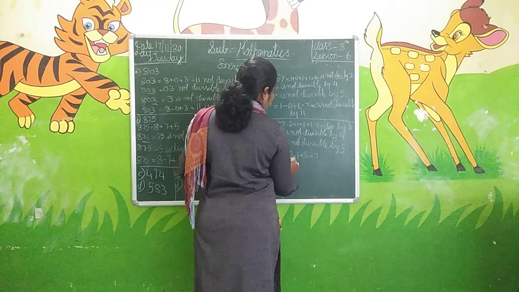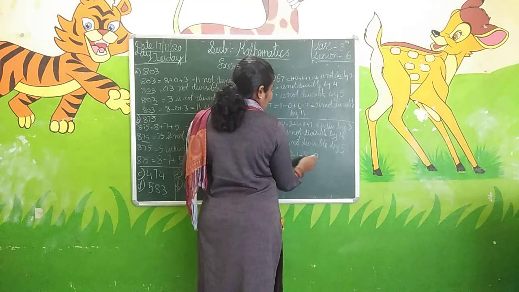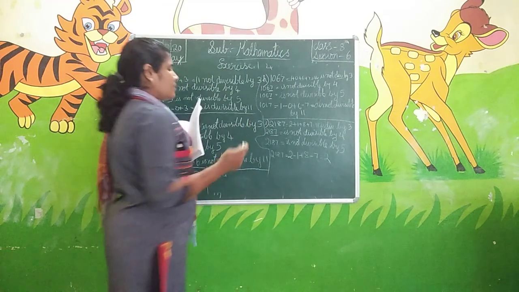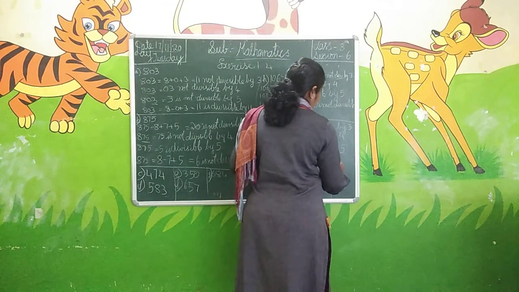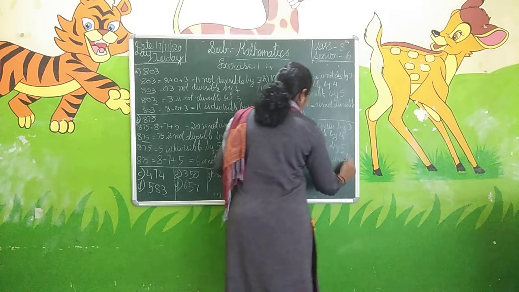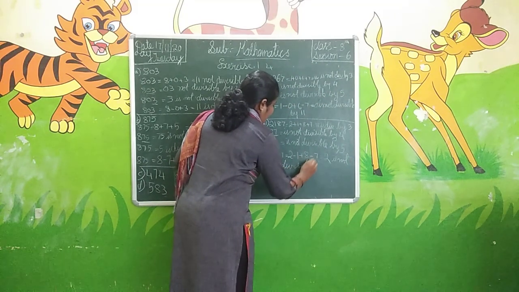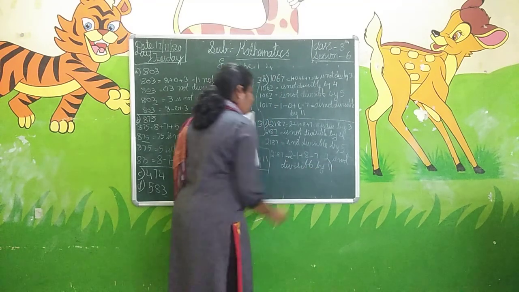What do we get? 2 minus 1 is 1, 1 plus 8 is 9, 9 minus 7 is 2. It is not divisible by 11. Got it, students?